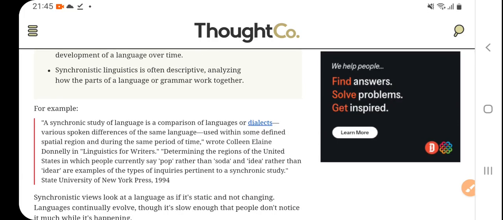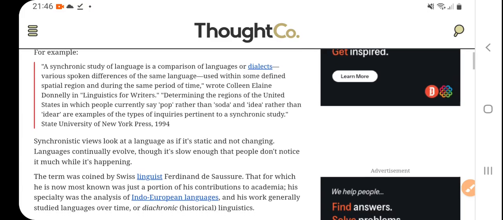Synchronic linguistics is often descriptive, analyzing how the parts of language or grammar work together. They analyze parts of language like subject, predicate, grammar. How do they work together? This is the study of synchronic linguistics.